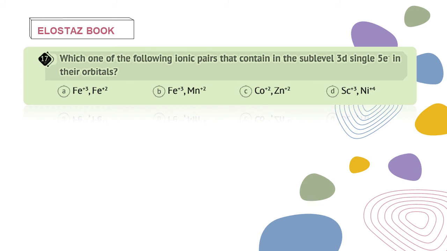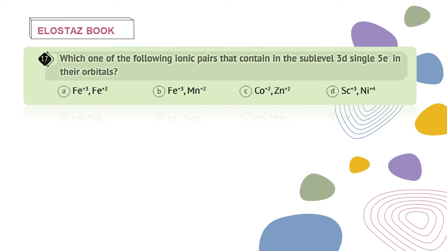Okay, we said that we have what? We have ionic pairs in the 3D, single. We have 5 electrons only in their orbitals. That means in cases of oxidation, we have only 5 electrons, meaning they have single electrons in the 3D, or 3D contains 5 electrons, saturating it, or making it half-saturated. So it belongs to two of these.